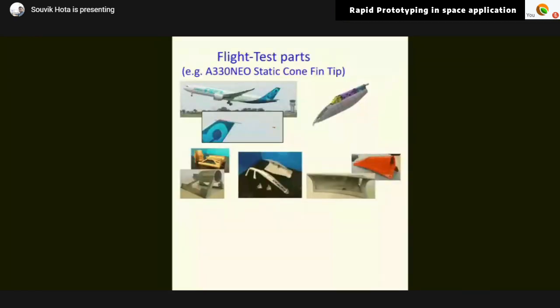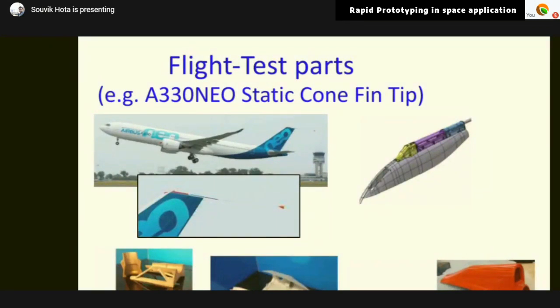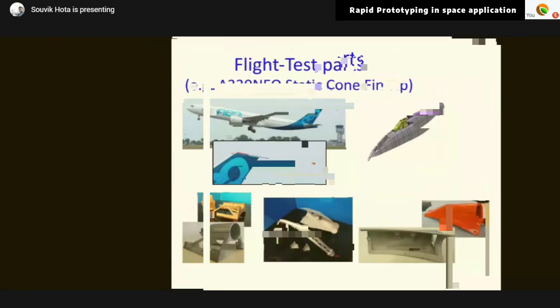Very interesting to see how the Airbus A330neo static cone fin tip has been manufactured with the help of rapid prototyping technique. So we know the use of the static cone tip. The aircraft has sensors that measure air data, two of the most important being the pitot probe and the static probe. So we can see here how this has been attached to the tail of the aircraft. The pitot probe measures the dynamic pressure of the air, which increases as the speed increases. The static probe measures the air pressure around the aircraft fuselage. The difference between the two is used to determine the speed of the aircraft, and the static is also used to determine the altitude. So these parts, the sensor parts and the static cone, were also manufactured with the help of rapid prototyping in the case of the Airbus A330neo.